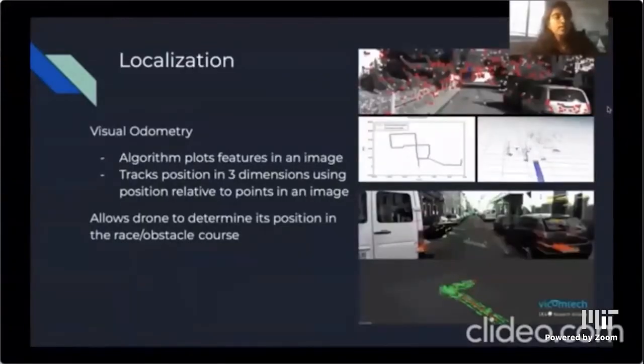So Celeritas implements localization in the form of visual odometry. The algorithm plots features in an image that is captured by the camera while the drone is going on its path. It tracks the position in three dimensions using position relative to the points in the image. And essentially it allows the drone to determine its position in the race or the obstacle course.